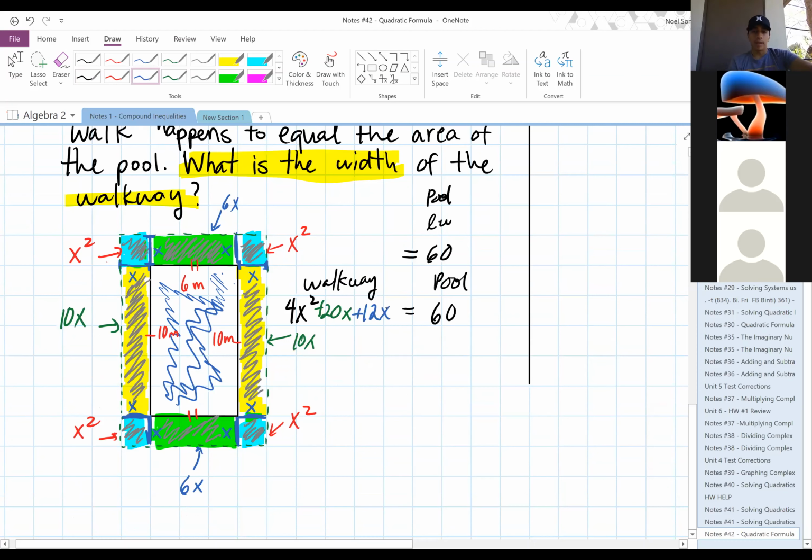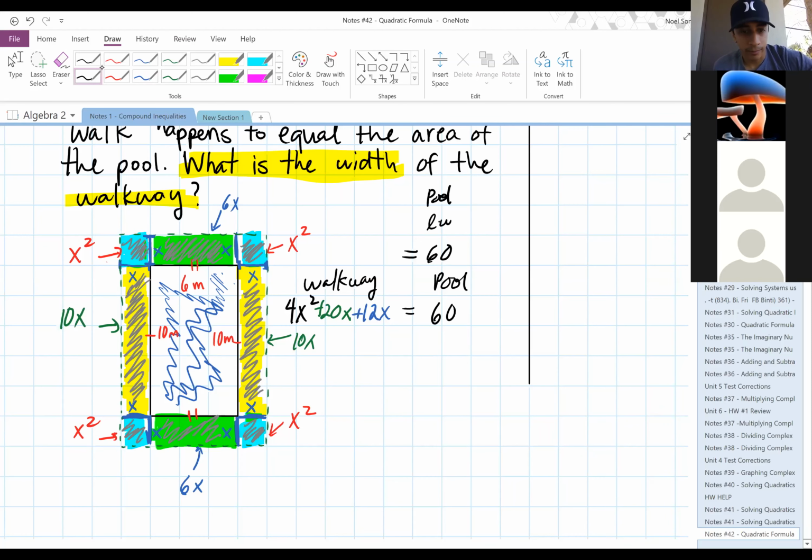Okay, so now my walkway is the area of those 3 parts: the corners of the pool, the 2 long parts of the walkway, and then the 2 short parts of the walkway. If I add all of those sections up, the area of the walkway, not including the pool, just the area of the walkway, would be represented by 4x squared plus 20x plus 12x, okay?